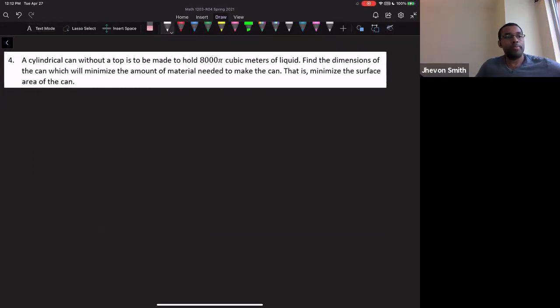Here's another problem. A cylindrical can without a top is to be made to hold 8,000 pi cubic meters of liquid. Find the dimension of the can that will minimize the amount of material needed to make the can. That is minimize the surface area of the can.